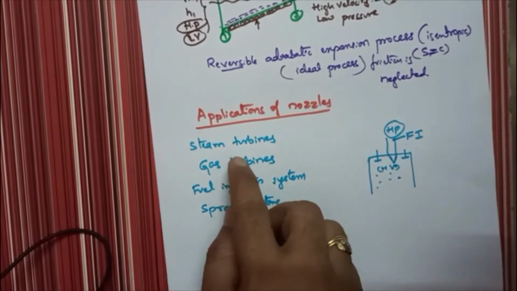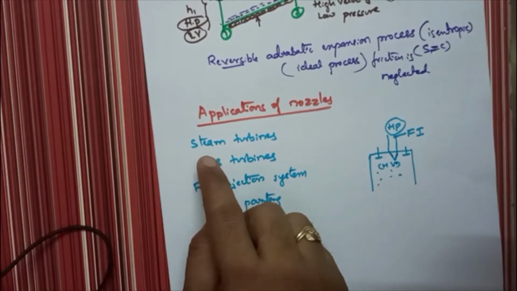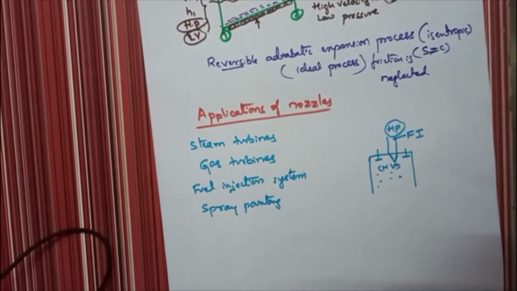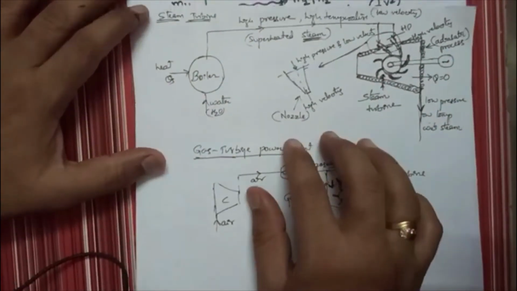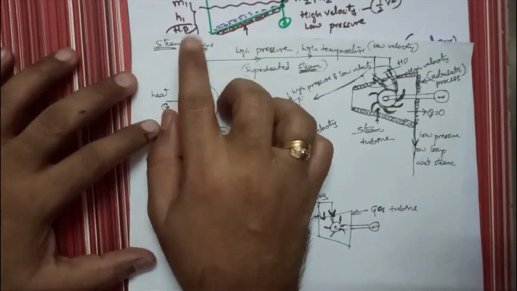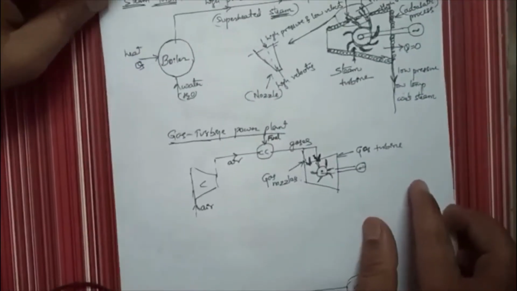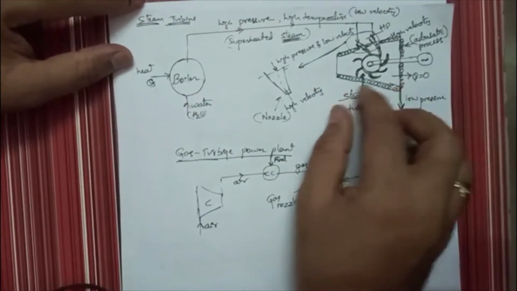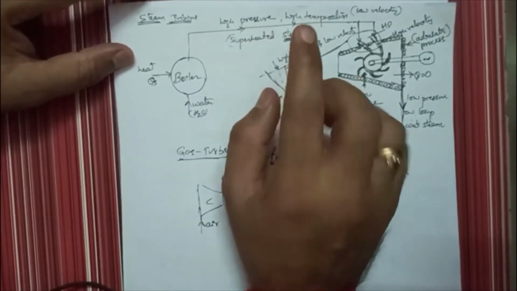Now where will steam turbines be used? Obviously, steam turbines are used in a steam power plant, that is, the vapor power cycle. In the last chapter we discussed the vapor power cycle, so for a glance, I have taken one diagram here. This is a steam turbine power plant. We consider the boiler, and this is the steam turbine. The boiler produces high pressure, high temperature, superheated steam.